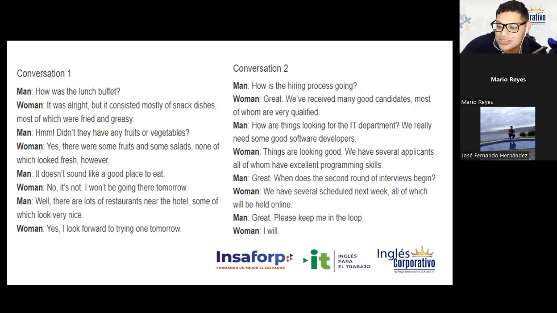How is the hiring process going? Great, we have received many good candidates, most of whom are very qualified. How are things looking for the IT department? We really need some good software developers. Things are looking good. We have several applicants, all of whom have excellent programming skills. Great, when does the second round of interviews begin? We have several scheduled next week, all of which will be held online. Great. Please keep me in the loop. I will.